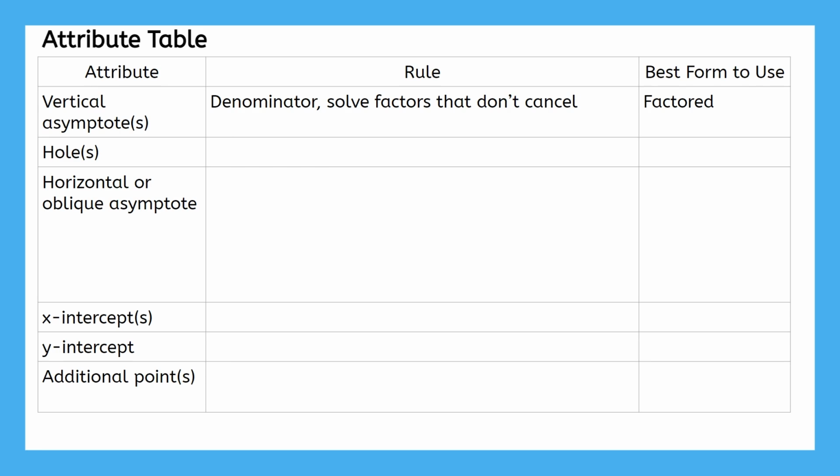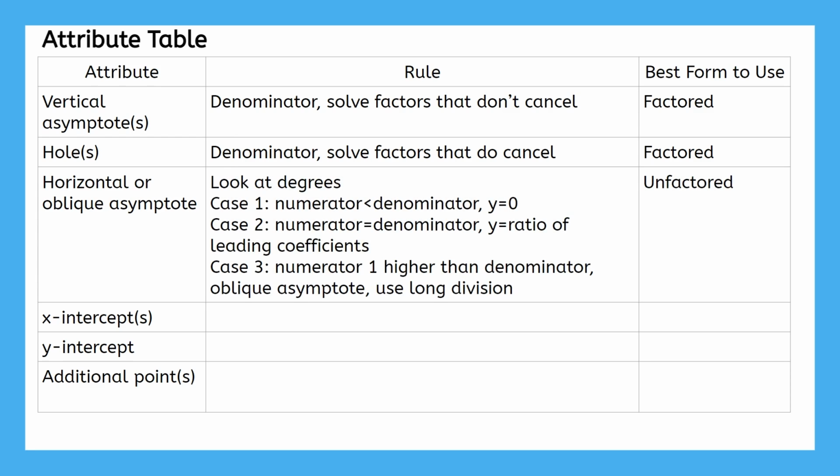Let's go through my summary and compare it to yours. For the holes, I said that we have to look at the denominator of the factored form and solve the factors that do end up canceling. For the horizontal or oblique asymptotes, I remembered that we used the unfactored form of the equation and look for the highest degrees in the numerator and denominator.